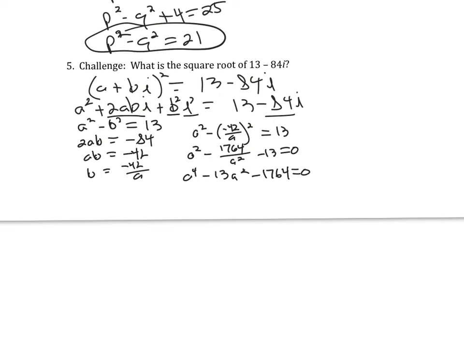Well, this is actually factorable into a squared times a squared, and the two numbers that we're going to be multiplying are 49 and 36. So we're going to have a negative 49 and a positive 36, which means that a squared equals 49, which means that a equals plus or minus 7. And since b is equal to negative 42 over a, we're going to have 7 minus 6i as one of the options. Negative 7 plus 6i is the other. These are the two square roots.